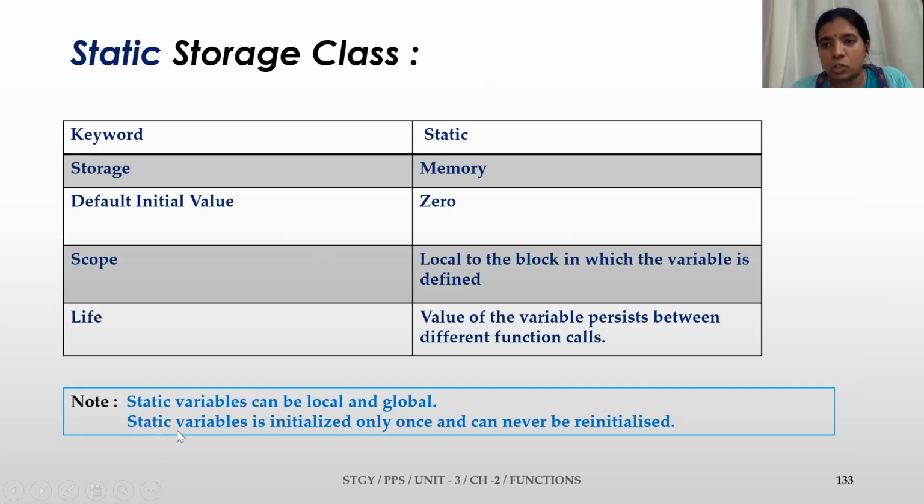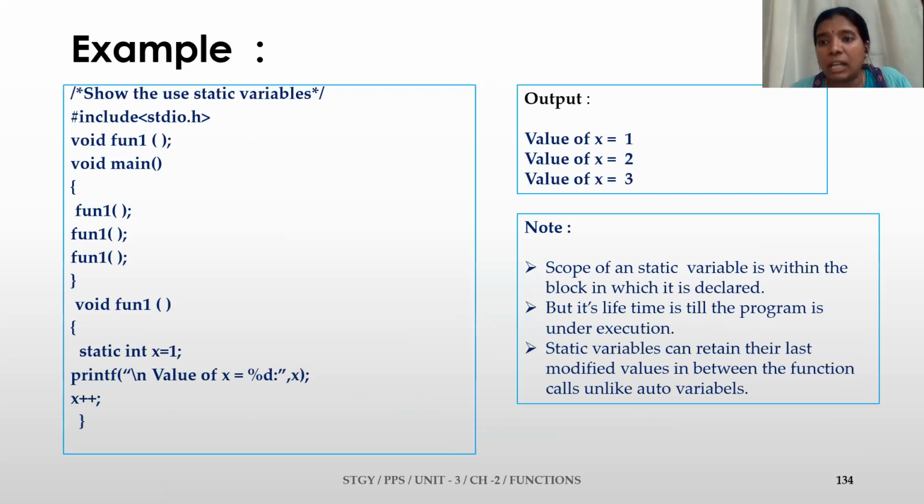There are a few points to remember when we talk about static variables. The first is that static can have two forms, static local and static global. If I define it above main, it becomes static global. If I define it inside main, it becomes static local. A static variable is initialized only once and can never be reinitialized, because it has the ability to retain its values.